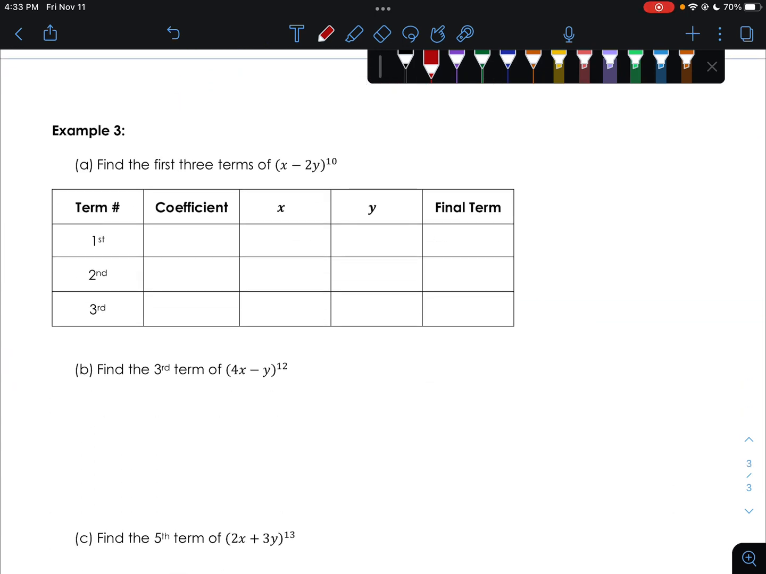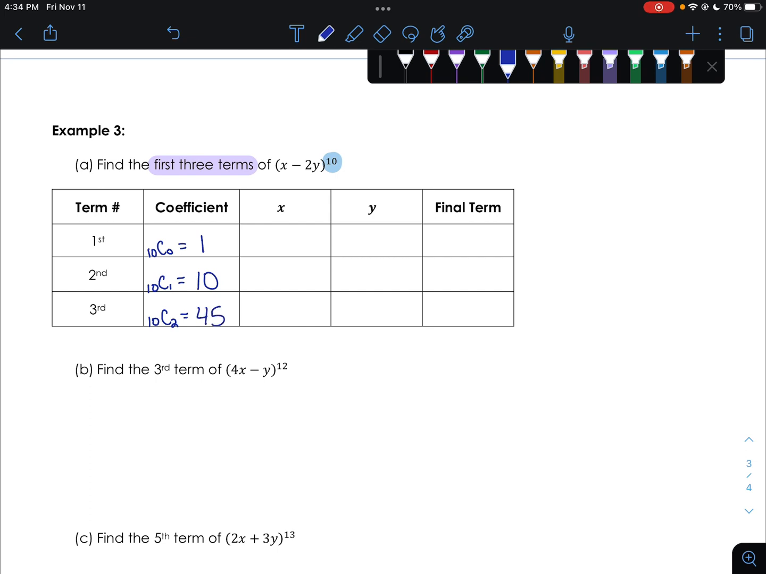where it says just find the first 3 terms. So that's all it wants, is the first 3 terms of the sequence. So for our coefficient, we see that the exponent is a 10. So we're going to use that combination of 10 choose 0, 10 choose 1, and 10 choose 2. So it always starts with 0. So go ahead, pause the video, type those into the calculator. You should get 1, 10, and then 45.